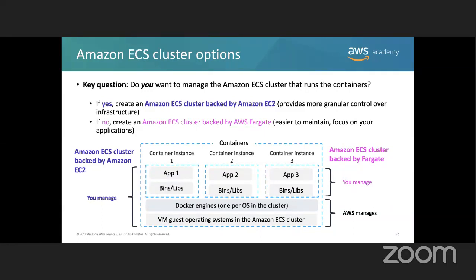Now, by doing this, the EC2 launch type provides more granular control over the infrastructure that runs your container application, because you manage the EC2 instances that make up the cluster. Okay. Now, ECS keeps track of all the CPU, memory, and other resources in your cluster. So Amazon ECS also finds the best server for your container based on your specified resource requirements.